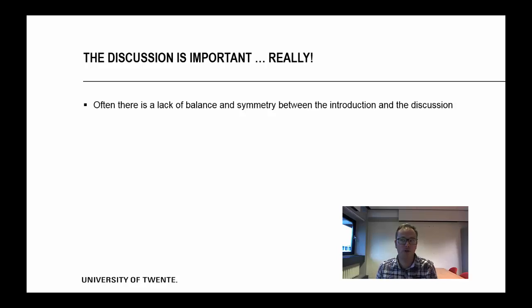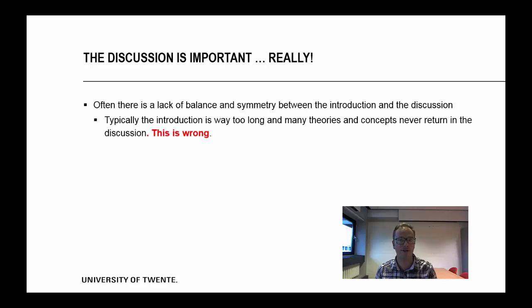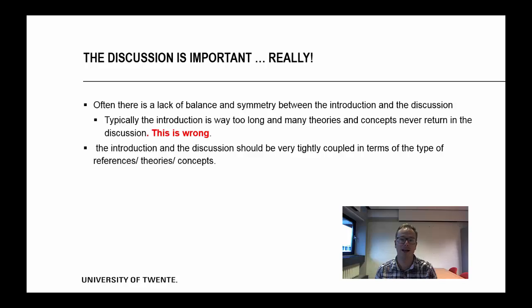As a reader, you then wonder, why have I been reading about these theories if apparently the experiment that is also described in the article doesn't really test these theories? So as a rule, theories, articles, references that you use in the introduction should return in the discussion, and the length of the introduction and the discussion in most articles should be comparable. And if anything, the discussion should probably be longer.